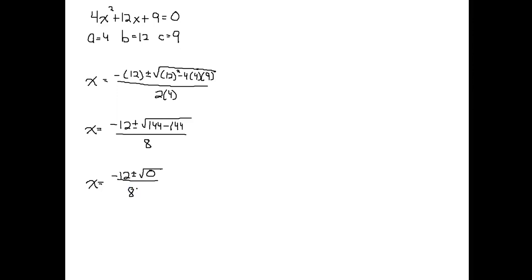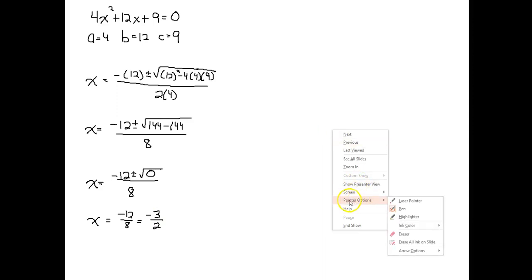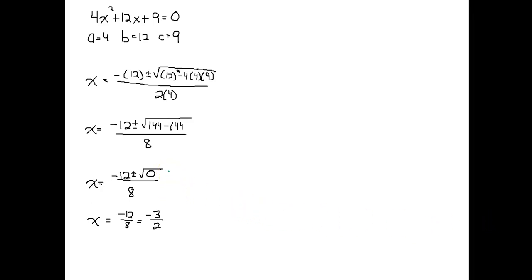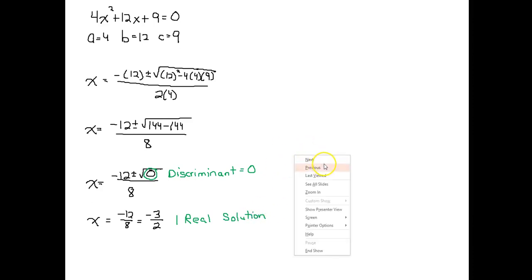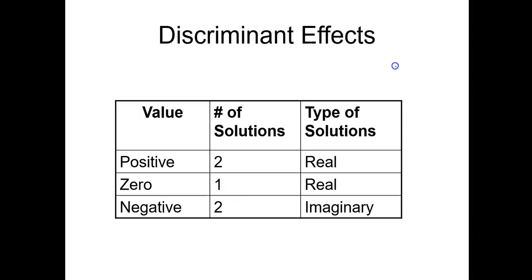So there you go where you have discriminant of 0. So x equals negative 12 over 8 or negative 3/2. So here, discriminant is 0. And then notice we have one real solution in that case. So that b squared minus 4ac part of the formula can tell you how many solutions and what types.